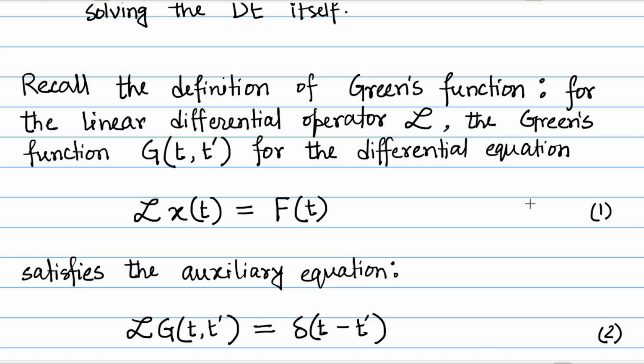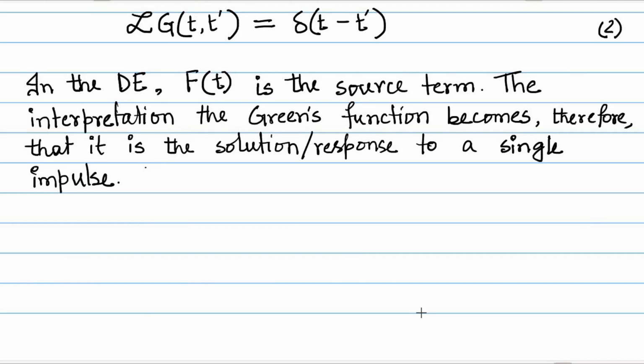And there is a very good reason for it, because if we know the response to the delta function, then we can construct the response to any arbitrary, well-behaved input function or source term for that matter, which justifies the previous statement, which is that the knowledge of the Green's function amounts to the knowledge of the solution to the differential equation itself. So in our differential equation, which was equation number 1, the f of t was the source term. So the interpretation of the Green's function, as we have just discussed, becomes therefore that it is the solution or response to a single impulse.